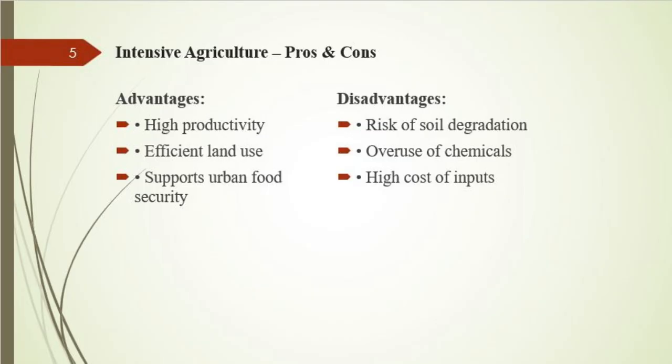Disadvantages of intensive agriculture. However, intensive farming can create environmental problems. 1. Soil degradation. Continuous farming and heavy chemical use can reduce soil quality. 2. Overuse of chemicals. Excess fertilizer and pesticide use may pollute soil and water. 3. High costs. Farmers need more money to buy inputs, machinery, and technology.